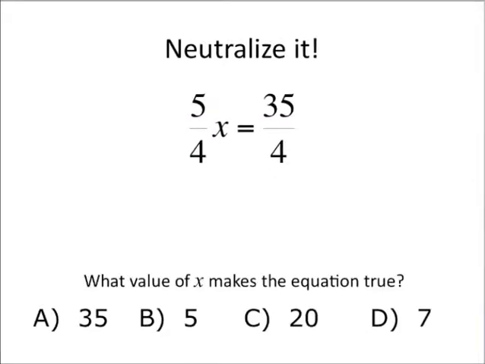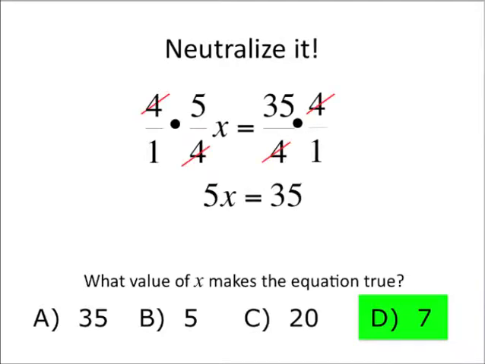Try this technique on your own. It will be helpful to grab a paper and pencil. Multiply both sides by the denominator and solve the equation. What value of x makes it true? The solution is 7. You should have multiplied both sides of the equation by the denominator 4, allowing you to write a simpler equation, 5x equals 35. Then divide both sides by 5 to see that the solution is 7.